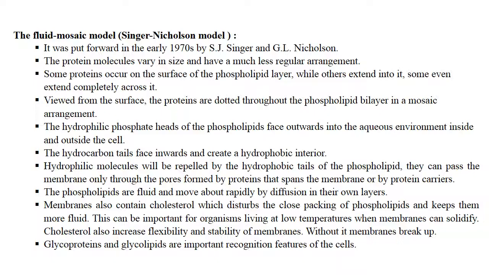Coming to the fluid mosaic model, that is the most accepted model showing plasma membrane structure. It was put forward in the early 1970s by S.J. Singer and G.L. Nicholson. The protein molecules vary in size and have a much less regular arrangement. Some proteins occur on the surface of the phospholipid layer, while others extend into it. Some even extend completely across it. This is viewed from the surface. The proteins are dotted throughout the phospholipid bilayer in a mosaic arrangement.